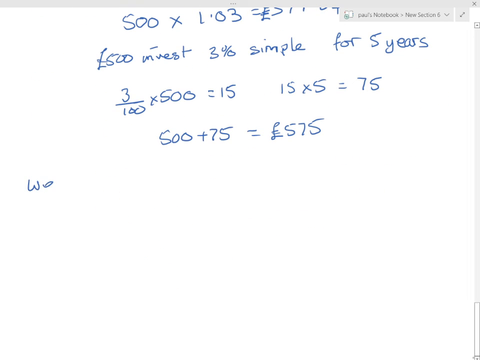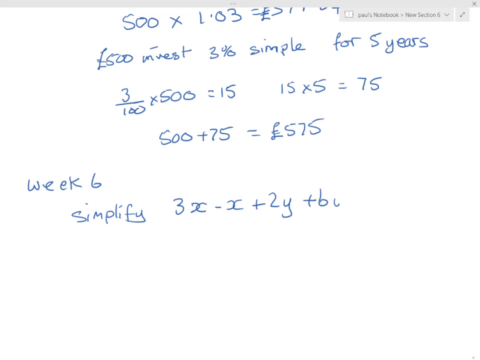And finally, or well, almost finally, we did something about week 6, where we did simplify. It's collecting like terms, this one. 3x minus x plus 2y plus 6y. So we collect all the x's, so we've got 3 x's there, take away an x, that leaves us 2x. 2y's there and 6y's there, so that gives us 8y's.